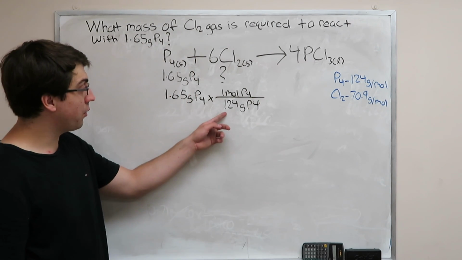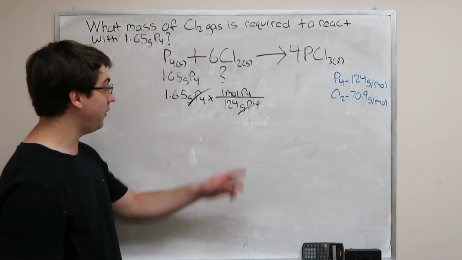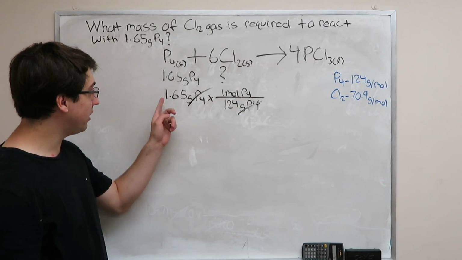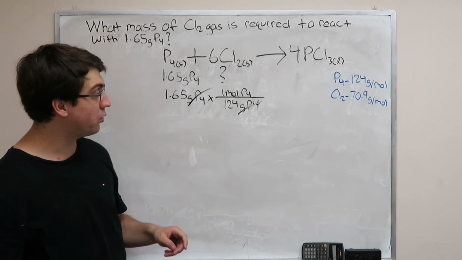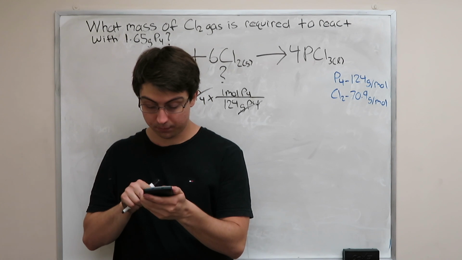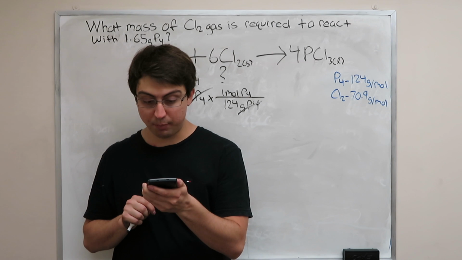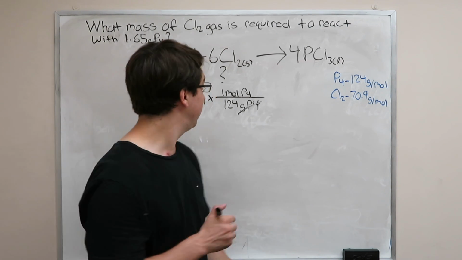There is 124 grams in 1 mole of P4. The grams of P4 will cancel out, leaving you with moles of P4, and you just need to take the 1.65 and divide by 124. I'm going to stop at 0.0133.